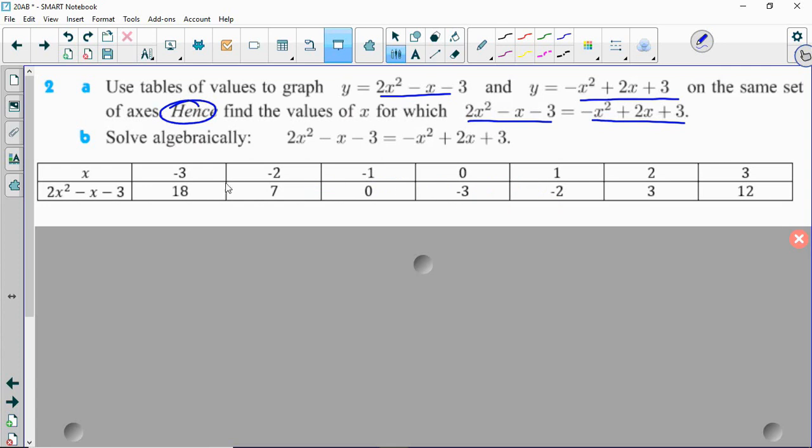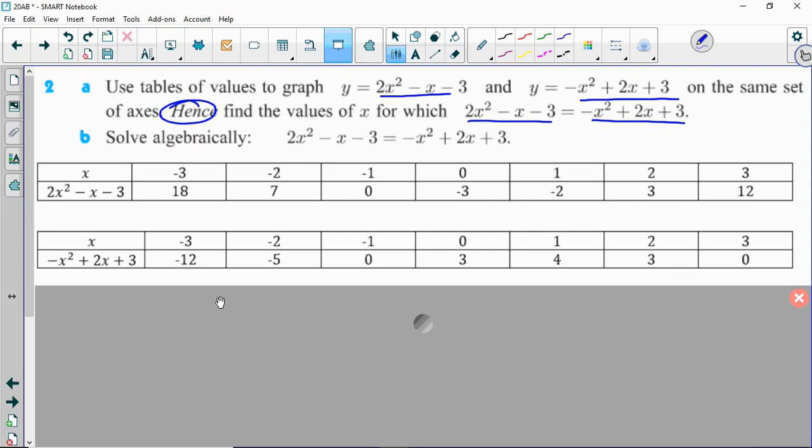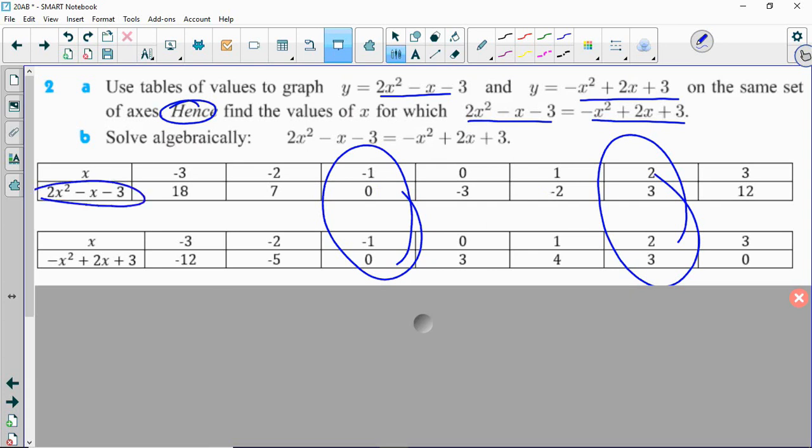Okay, great. Now I'm going to do the table for the second one. And when we look through this, does anything pop out at you? Are we seeing this? So we've got two x values that produce the same y values in each. So the values for x for which this function equals this function must be -1 and 2.